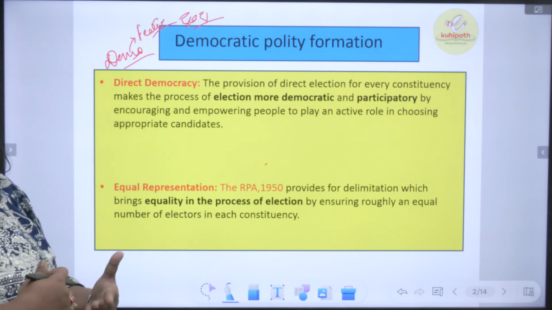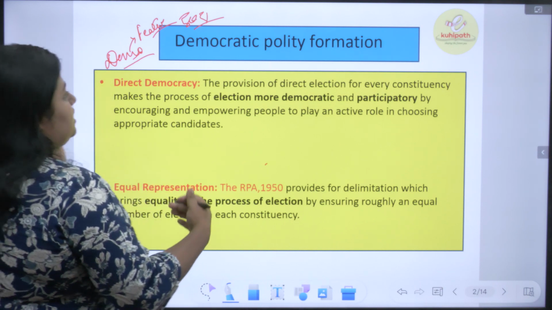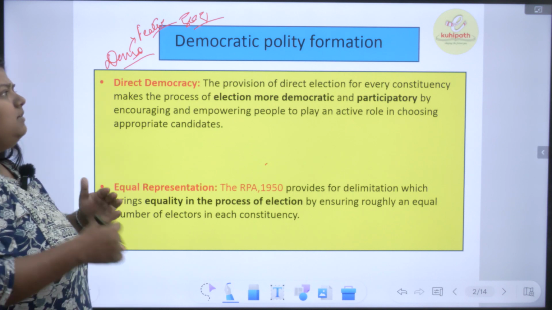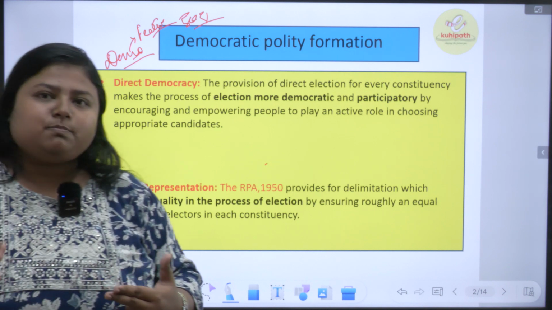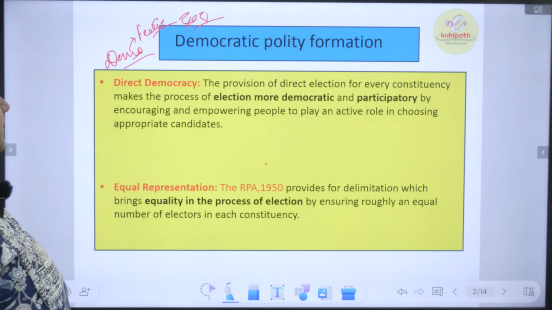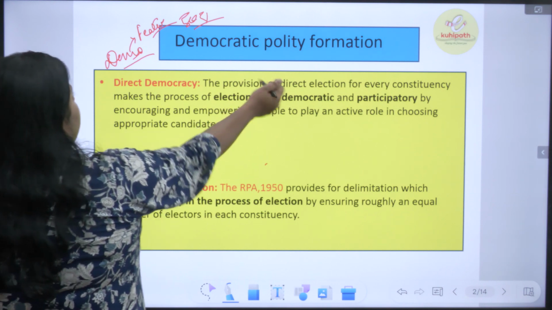Okay, if this question comes in our mains paper, we can very quickly write 3-4 points on each part of our question and our job will be done. Fine. Okay, so democratic polity formation.